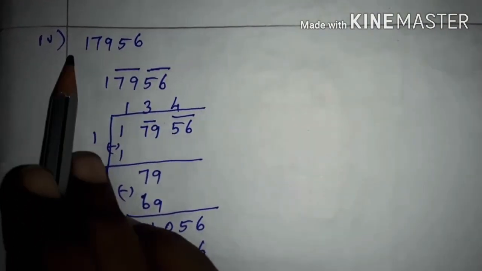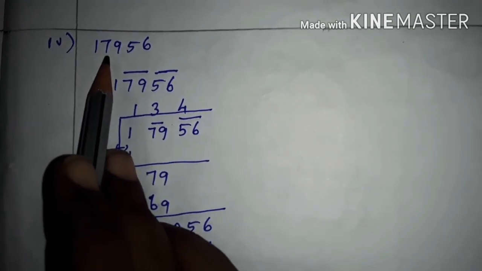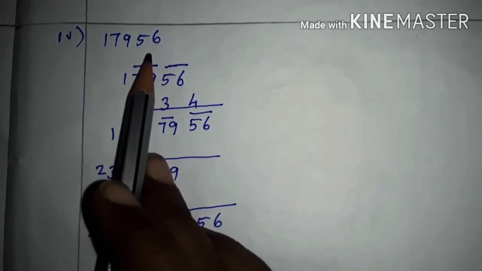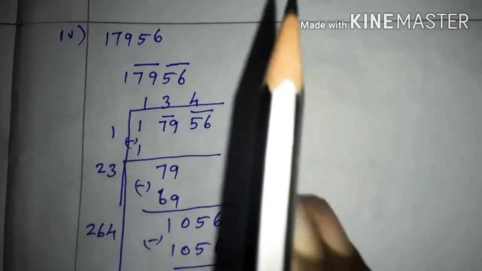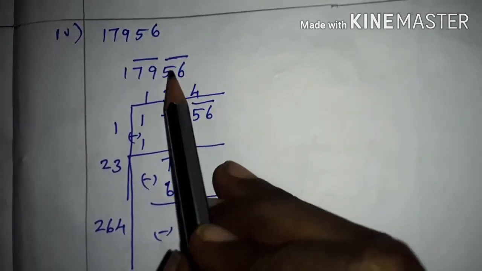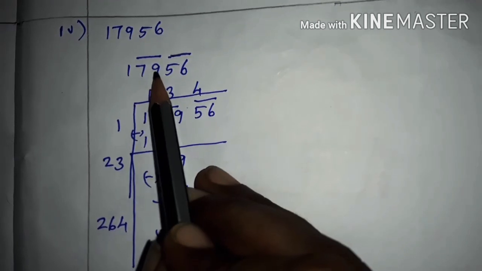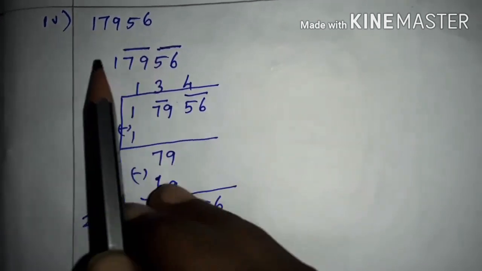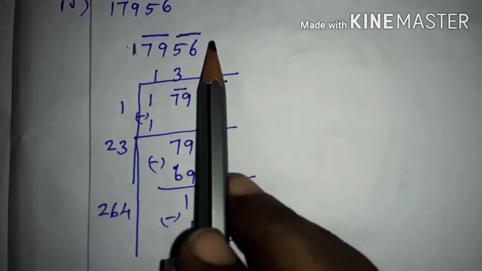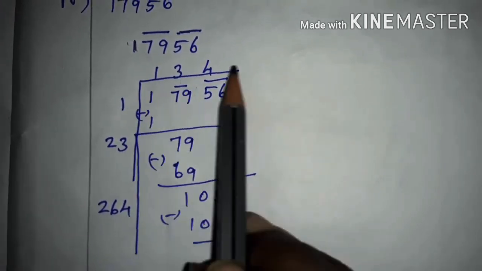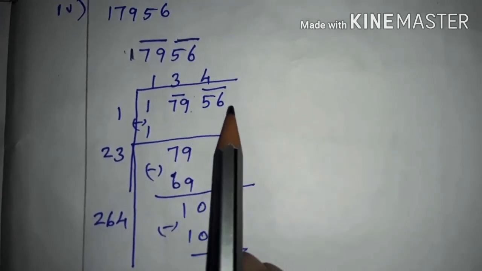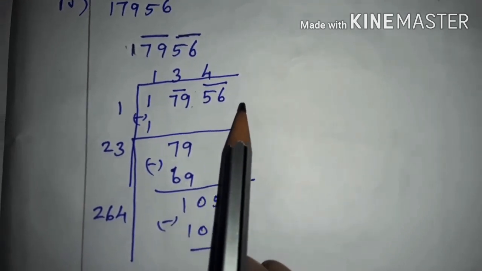Let's see one more sum. 17,956. The first step is you have to group the digits, two digits from the right hand side. When we group this 17,956, 5 and 6 come in one group, 9 and 7 come in the second group, and 1 alone is in the third group. After grouping, you have to split it and write in division form. That is, 1 is one group, 79 is the second group, and 56 is the third group for division.